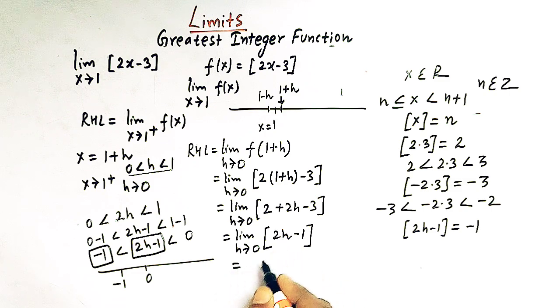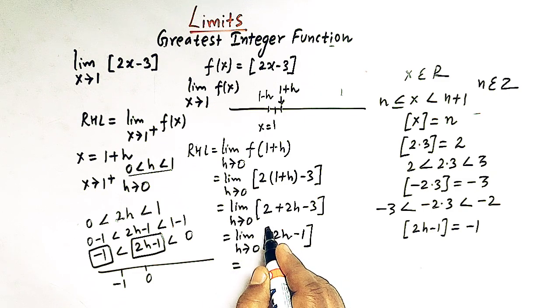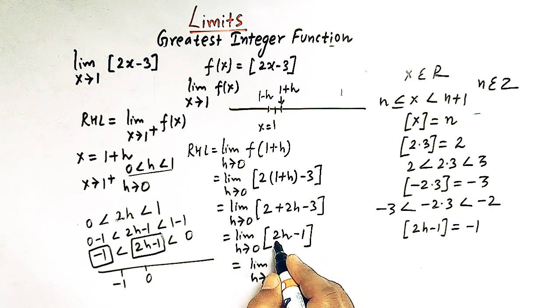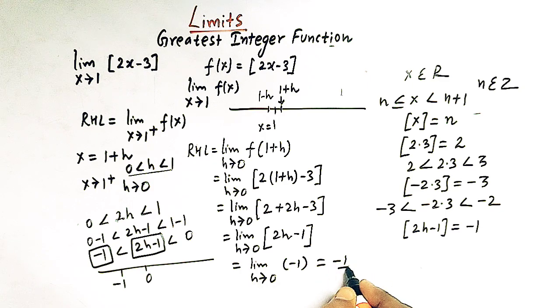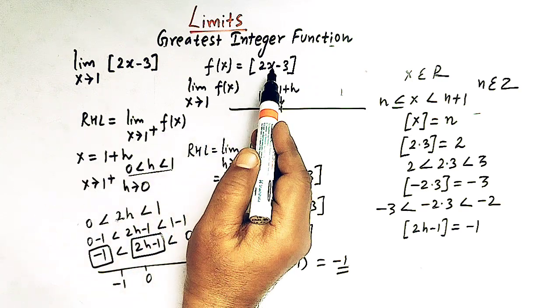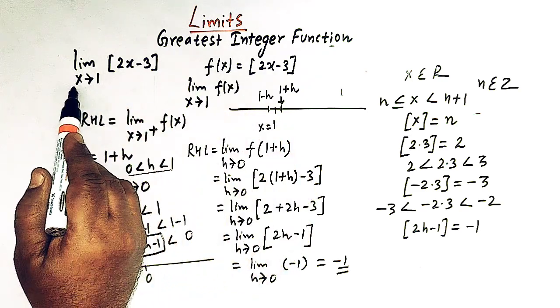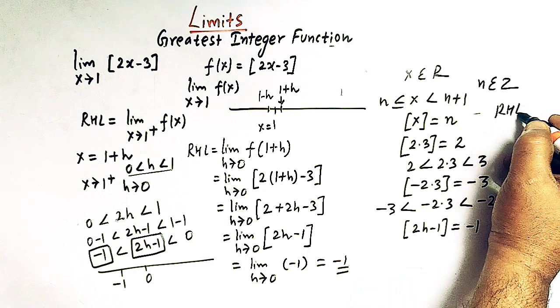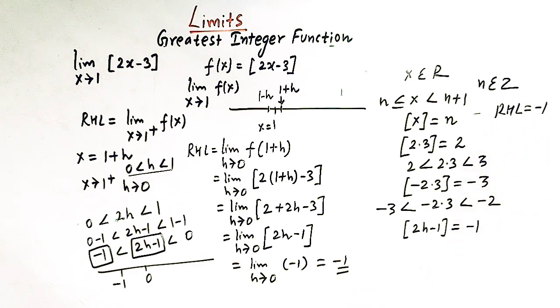So here we have limit h tends to 0, greatest integer of 2h minus 1 is limit h tends to 0, and for greatest integer of 2h minus 1 we can write minus 1. Now this term is independent of h, so the limit is simply equal to minus 1. So the right hand limit of this function when x approaches 1 is minus 1.